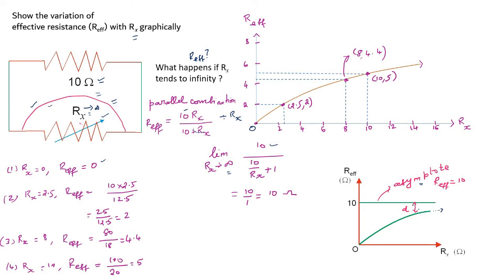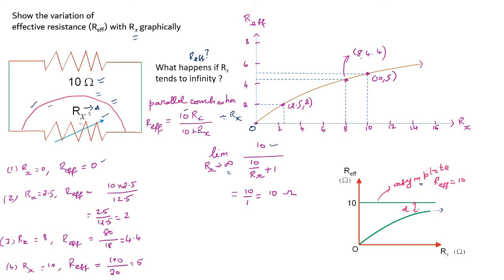We are considering only this branch of this quadrant. So we say that as Rx tends to infinity, this d will tend to become 0. That is, the curve approaches this line. That line's equation is R effective equals 10, and that line is called the asymptote. We are confining our focus only to this quadrant.